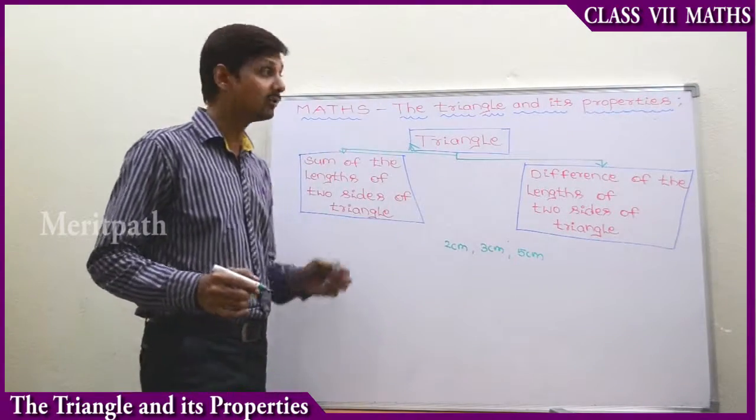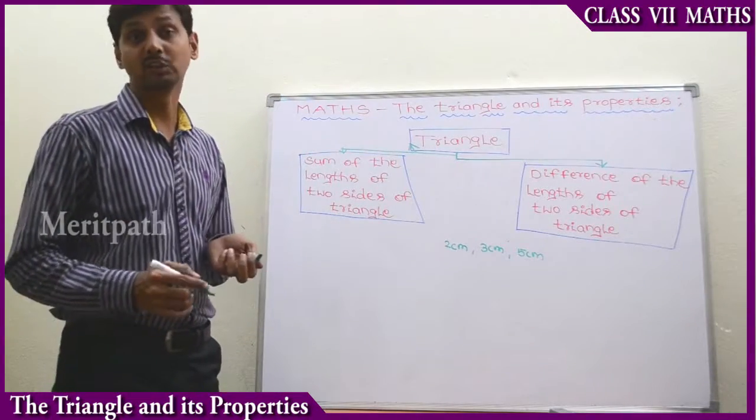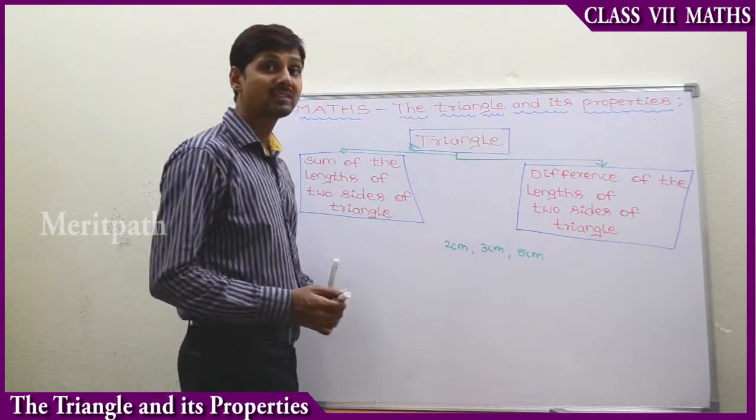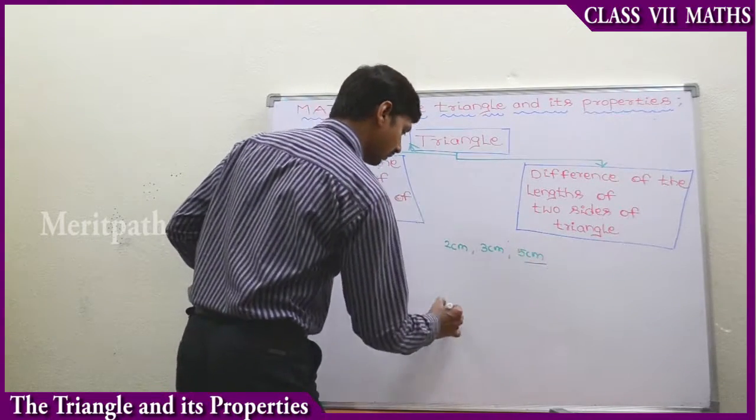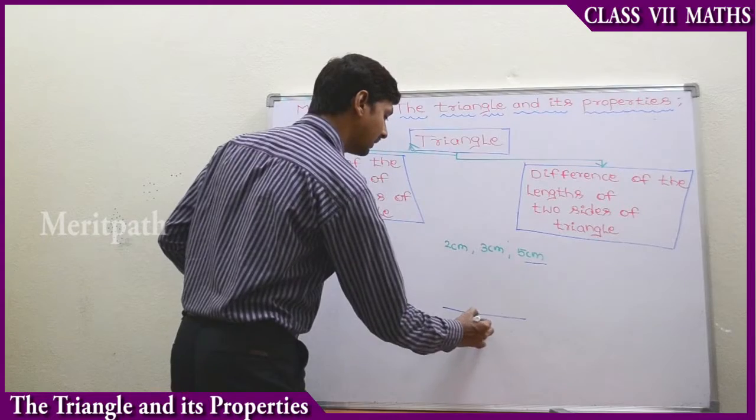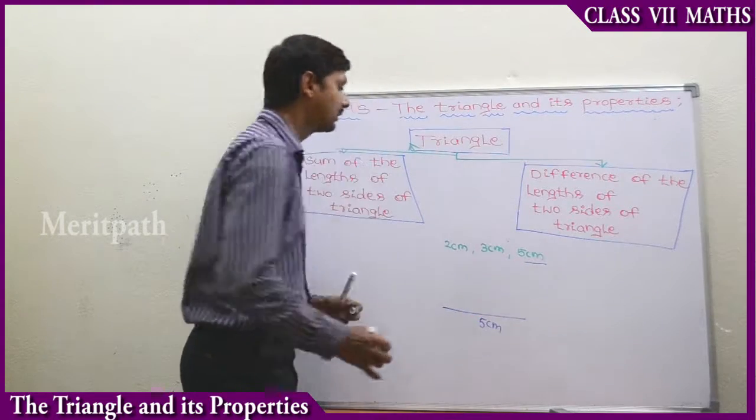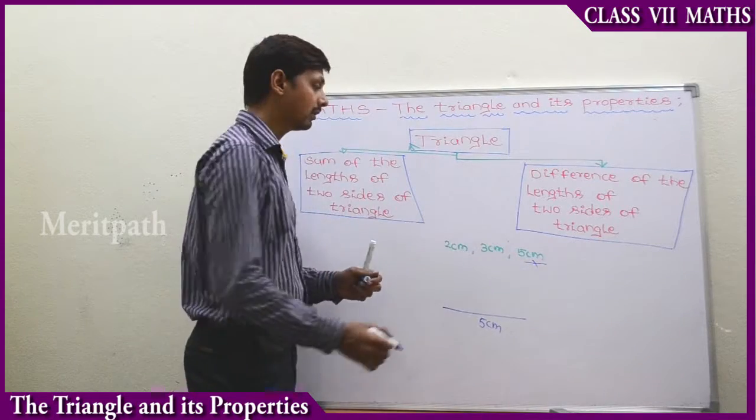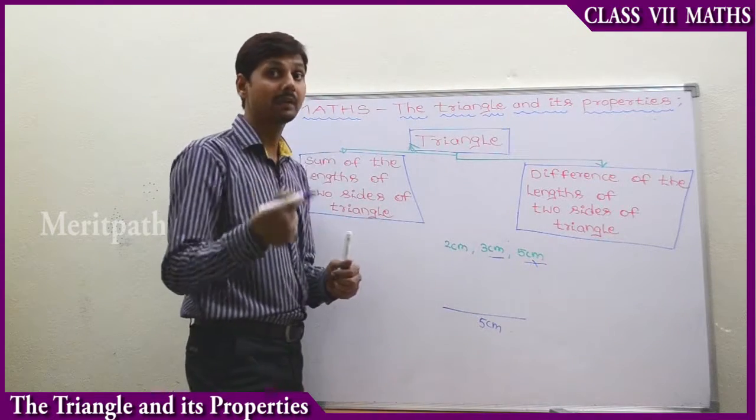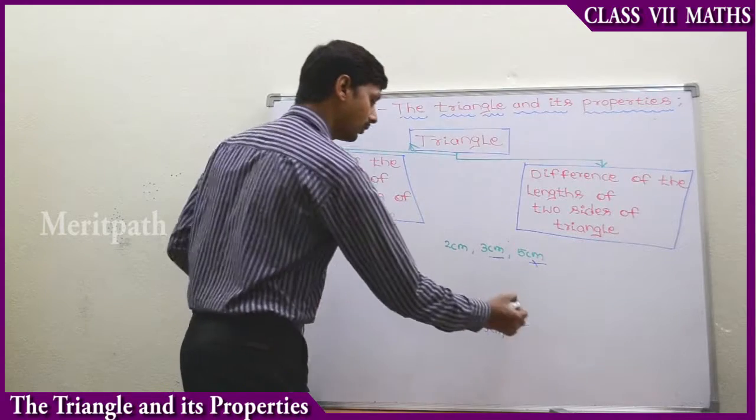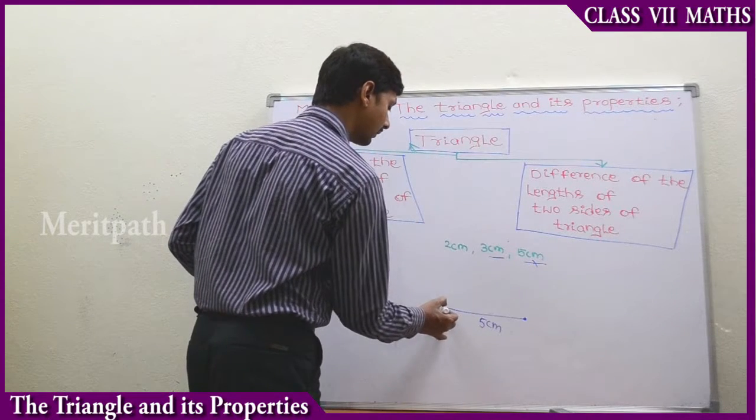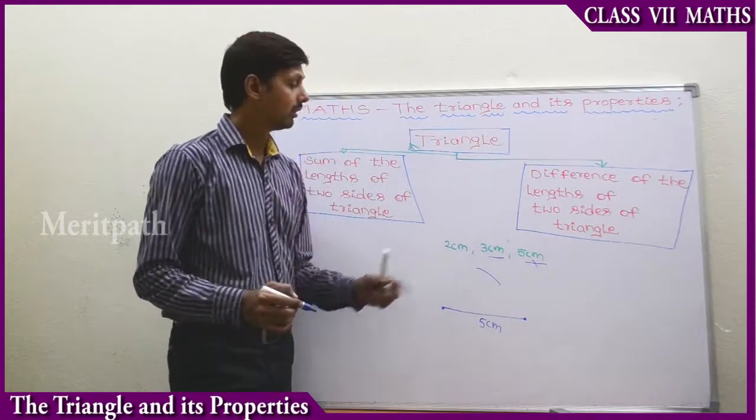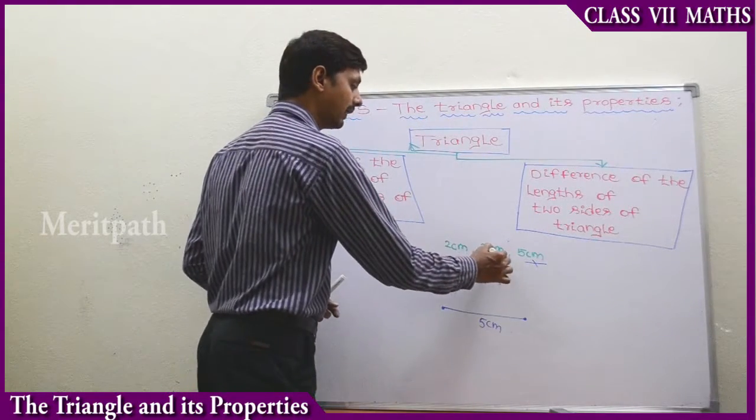When we try to construct a triangle with these measurements, let's draw. We draw the side of 5 centimeters first, so this is 5 centimeters. Now let's take 3 centimeters and make an arc with the compass, using one of the points. So we have completed the 3 centimeters.